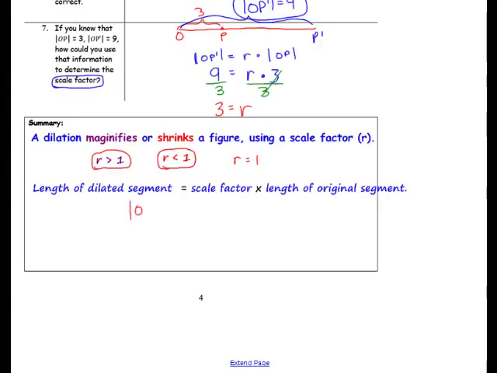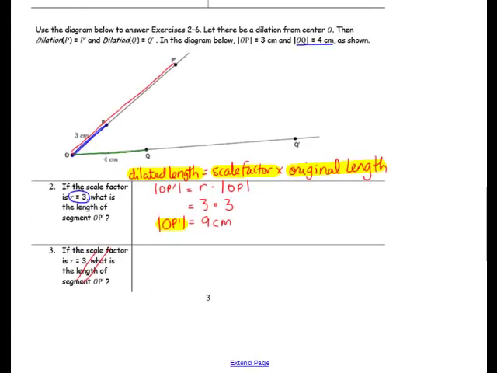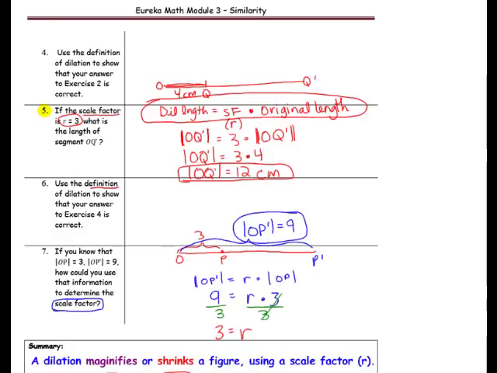The dilated segment would have a prime symbol after the point. Scale factor is called R, and the length of the original segment would just be called OP. And remember that O is the center of dilation. And let's just take a look at that on our picture as well. Here, O is the center of dilation. That concludes our lesson 1 from this module.